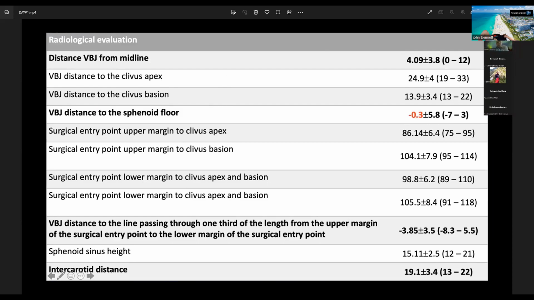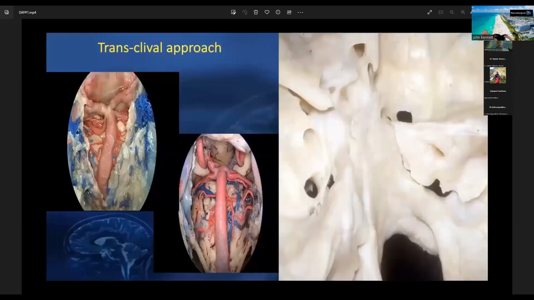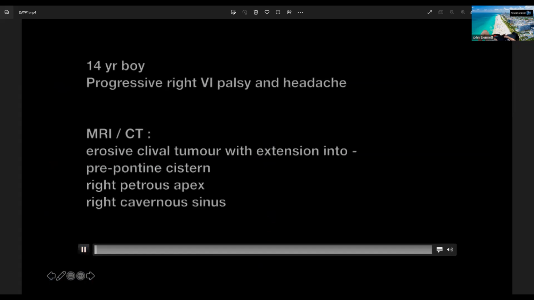And if you have difficult identification, you can use this, which is in the middle of your view because the endoscope is in the upper third. So this is where you are working. So this is an example of a transclival approach, where the video is from 2011 or 2013.